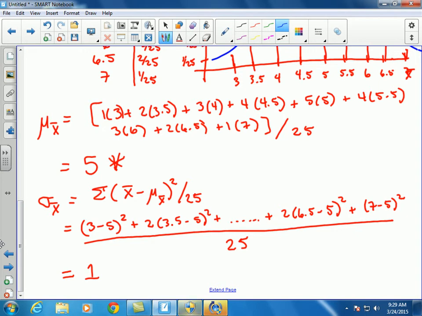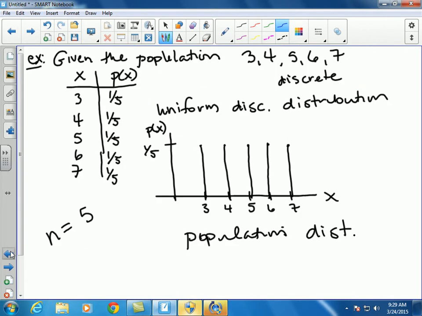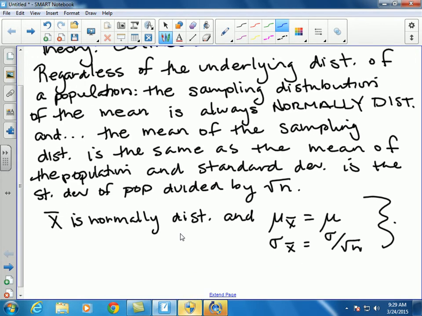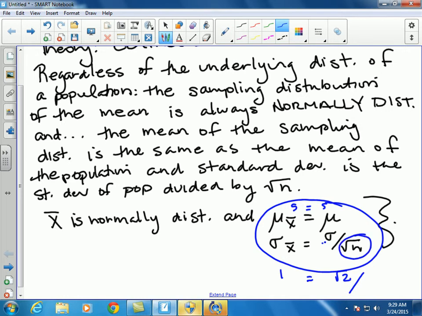work? Okay, so I want you to go back and realize, this is what the theorem says. We already found in our example that 5 equals 5. In the standard deviations, we found the standard deviation of x bar to be 1, and we found the standard deviation of sigma to be the square root of 2. That this number right here is the square root of 2. Now, what was this n in this situation? It's not 25 nor 5.